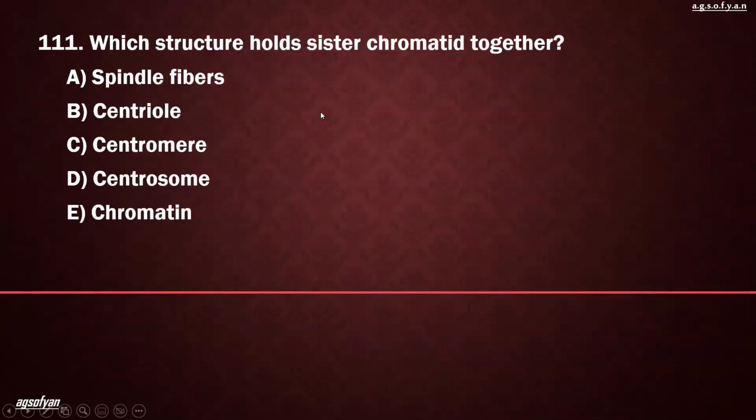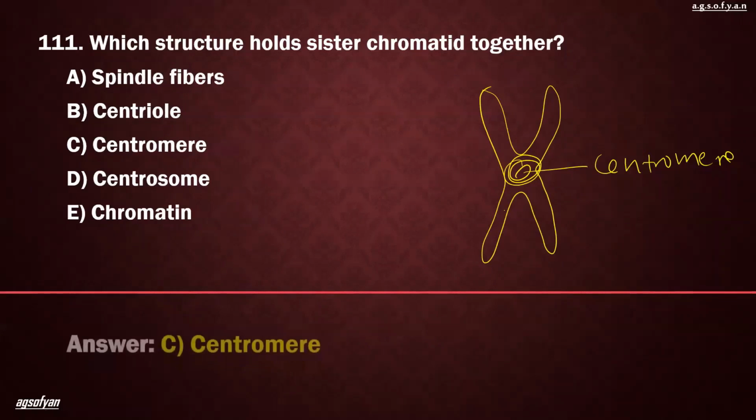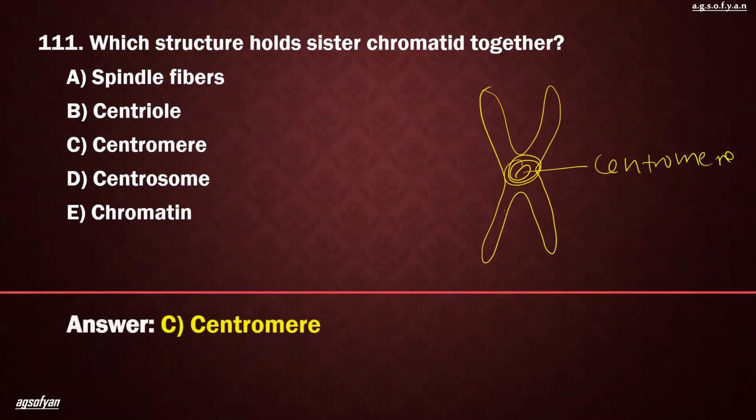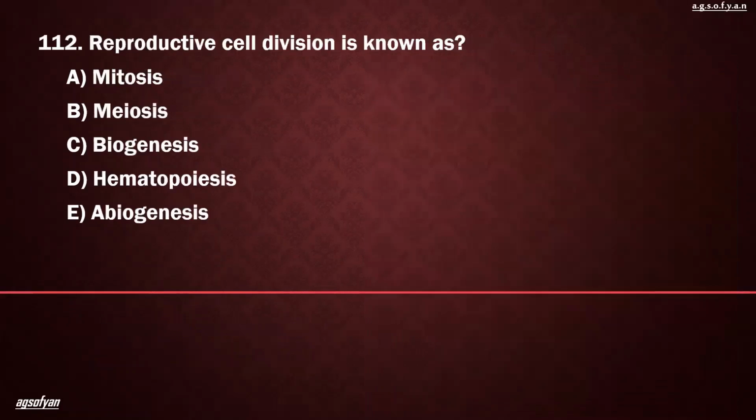Okay, next, which structure holds sister chromatids together? Spindle fibers? No. If it is sister chromatids, it's holding over here. The one is called the centromere. When it's divided, it's the spindle, right? But the question is just telling you what holds them together. It's called the centromere. Okay, that's the centromere over there.